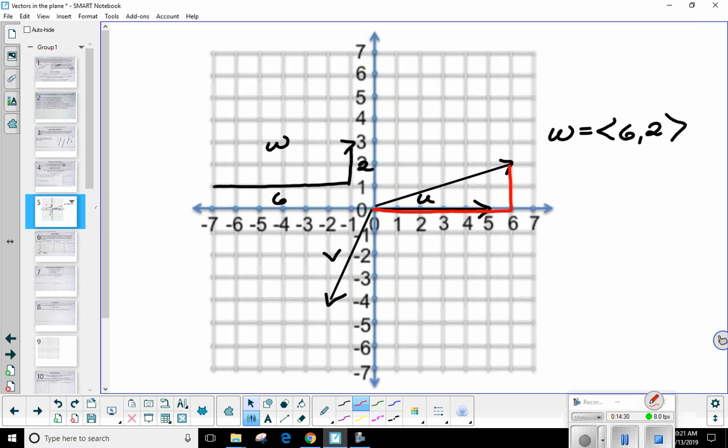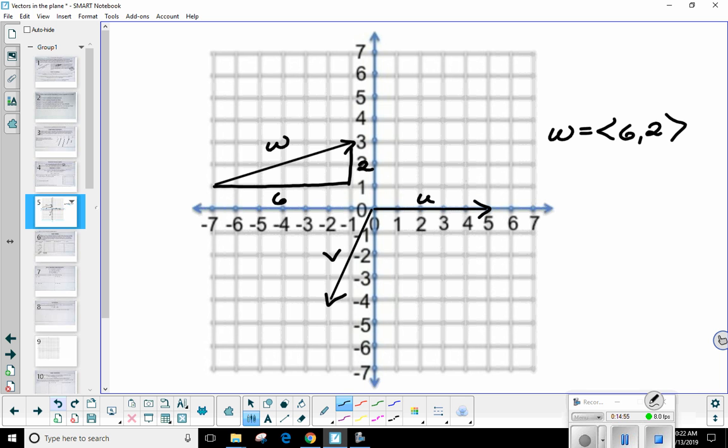Okay. Well, now what I want you to do, let me go ahead and remove those. Let me move this back over here to where it was. Okay. What I want you to do now is write down for me what you believe the component forms of u and v are going to look like. Take a few seconds to go ahead and do so.